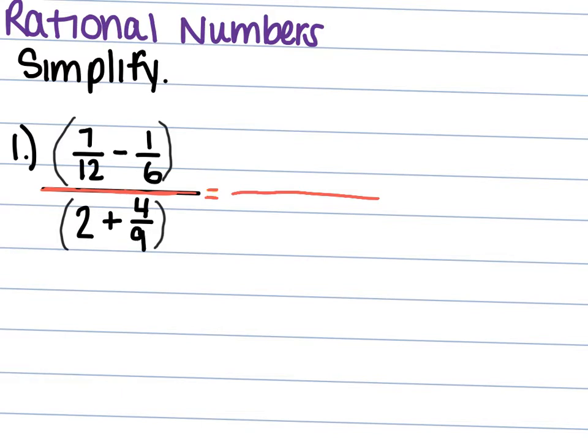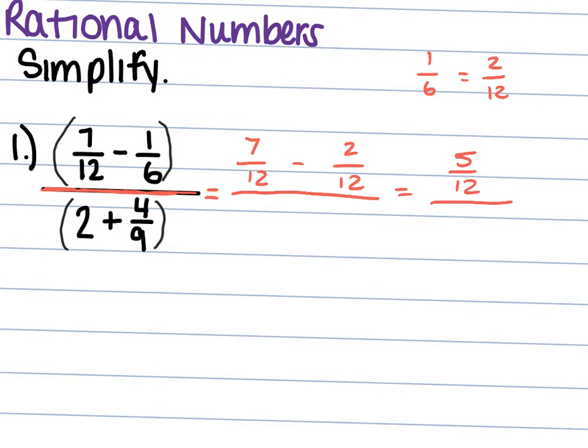So what would be a common denominator for 7/12 and 1/6? 12. Okay, so the LCD there is 12, so we get 7/12 minus some amount of 12s. Well, how do I turn 1/6 into 12ths? Multiply the bottom by 2, the top by 2, we get 2/12. So we get here in the top, we get 5/12. Are we okay with that?